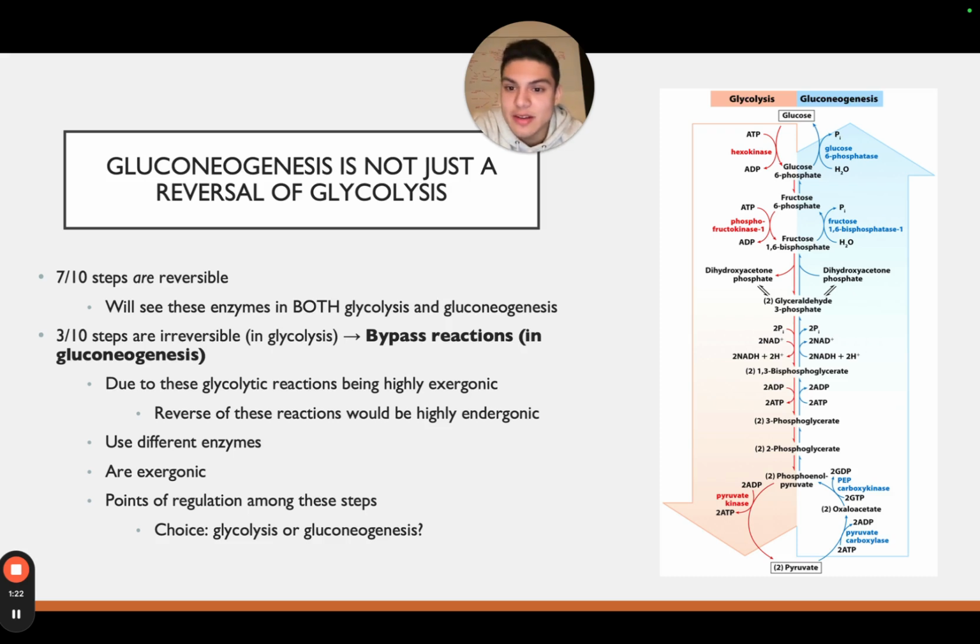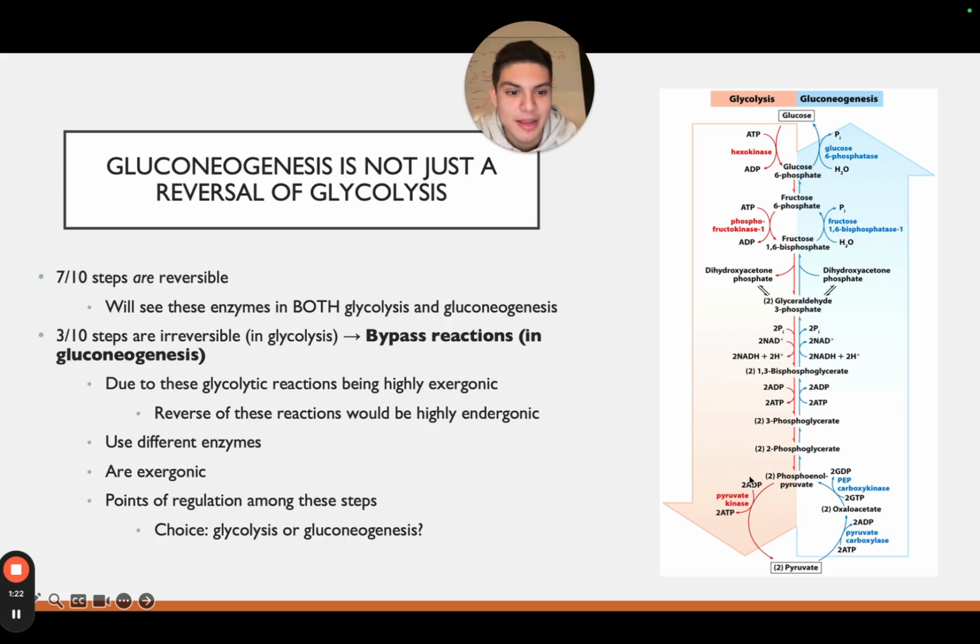And those 3 are going to be exactly what we need for the bypass reactions in gluconeogenesis, meaning that right here we see they're highlighted in red, and they're actually just given names. So here we have hexokinase. It's irreversible, so we have to use a different enzyme for gluconeogenesis. We have to use glucose-6 phosphatase. And then this one, we have PFK1, where we use a fructose 1,6 bisphosphatase.